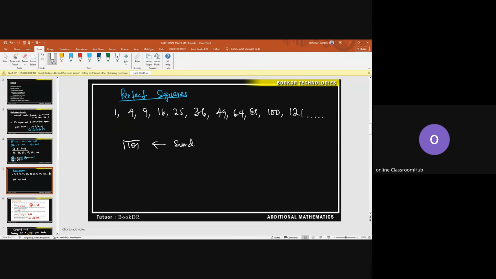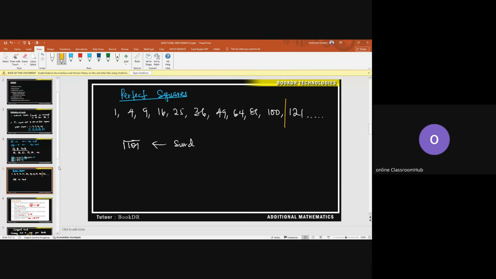And if you are able to get all the perfect squares within 1 and 1,000, that would be good. But minimum, you should be able to list the perfect squares from 1 up to 100. They should be at your fingertips. So we have 1, 4, 9, 16, 25, 36, 49, 64, 81, and 100. We'll be making good use of them.